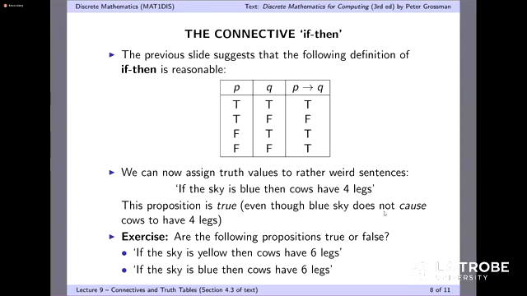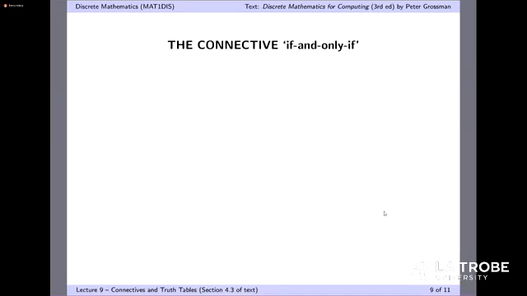If the sky is blue, then cows have 6 legs. You can draw that conclusion as well. Anyway, this is not the point that we draw conclusions on it. The point is how you make these tables, how you connect them using these atomic propositions and symbolic logic.